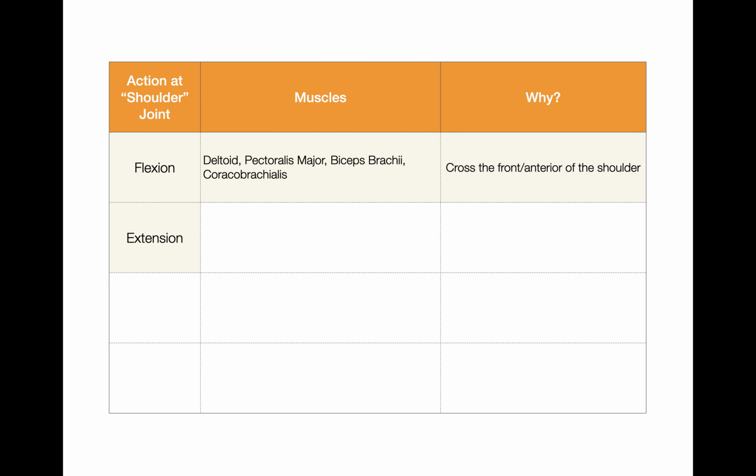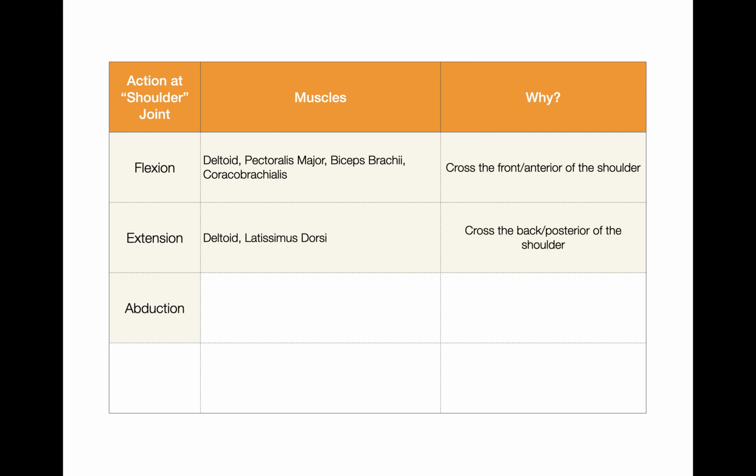The opposite must be true. To perform extension, you must be pulling from behind. So deltoid's also behind the shoulder joint. Its muscle fibers are crossing posterior to the shoulder, as well as latissimus dorsi, pulling that humerus back towards the vertebrae. Again, it's posterior attachment. It's origin or proximal attachment.